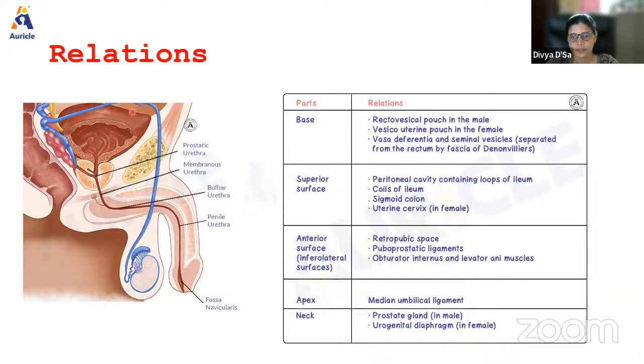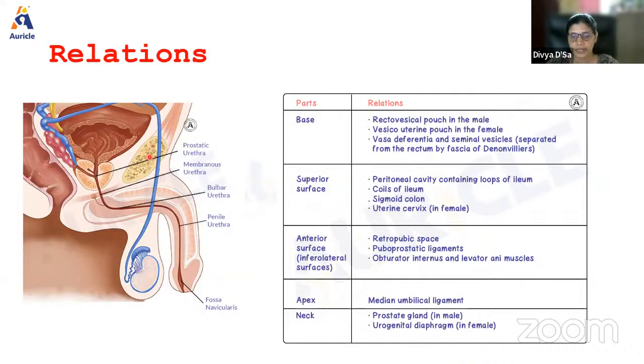The superior surface, above, is covered by the peritoneum. There, the loops of the ileum come in contact, as well as the sigmoid colon. In females, the uterine cervix comes in relation to the superior surface. Then, at the anterior surface of the bladder, there is a space known as the retropubic space. I'll tell about it later.